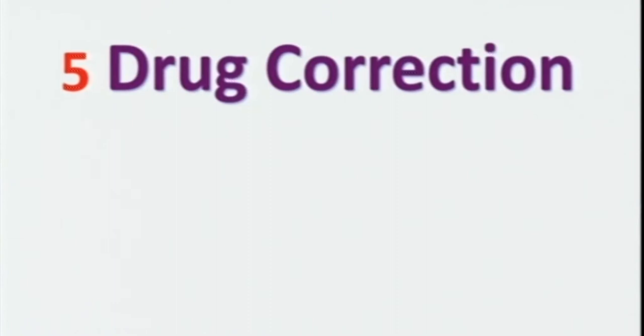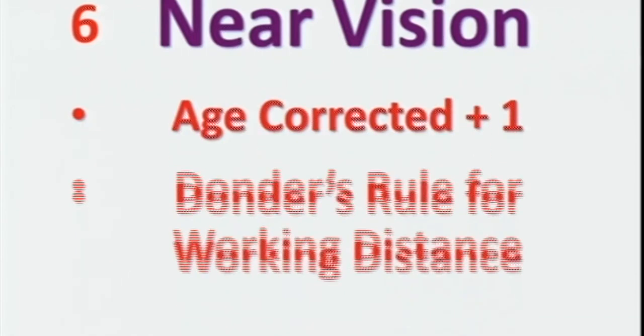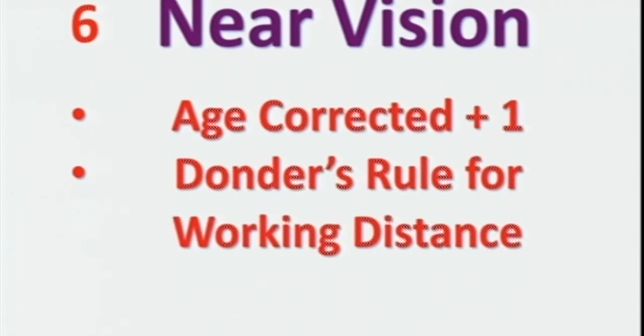PMT. What would you like to do? Near vision, isn't it? How much will you give? You forgot the age, huh? 40 years. So how much would you like to give? Plus 1. Ideally plus 1 as age corrected. So there are two ways. One is age corrected, which is plus 1 for 40, 1.5 and so on. Donder's rule is what Dr. VRV sir told. I will come to that.